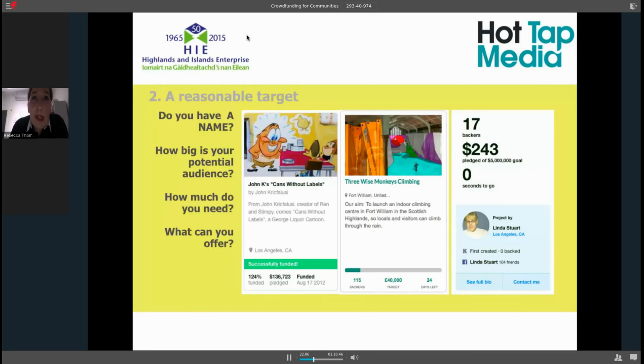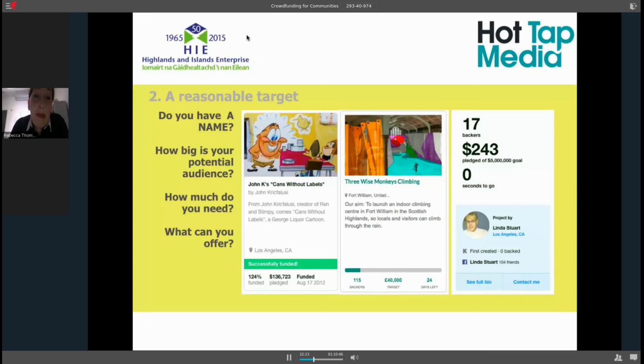So the next thing to think about once you've chosen your platform is setting your target. And this is one of the most important and one of the most difficult elements of organising your crowdfunding campaign. There's no magic calculator or model that you can use to type in the parameters of your project and come up with a number that you can reach. But here are a few things that you can consider to help you come up with your target.